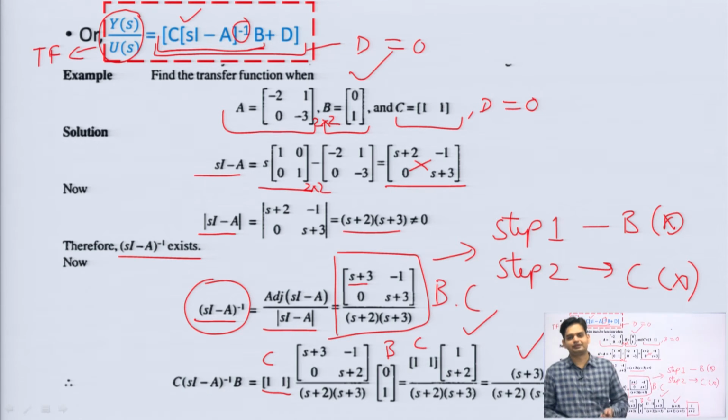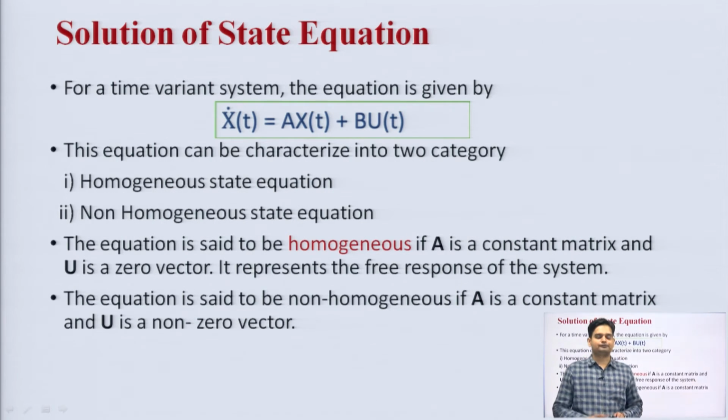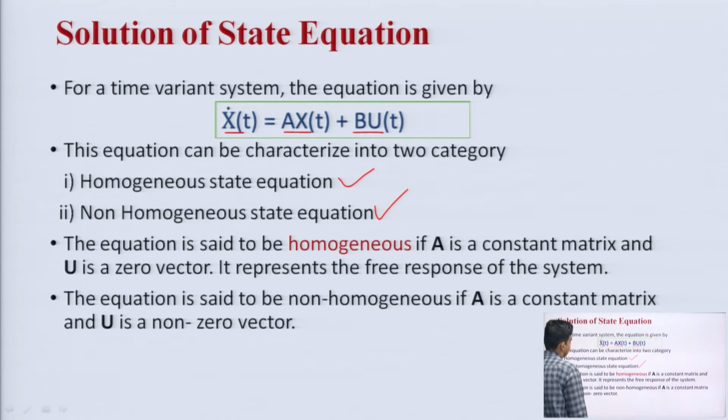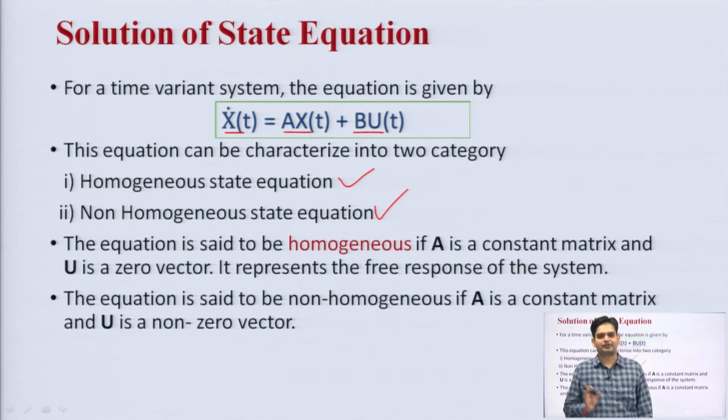So, this is the basic step that we need to follow to convert a state space model into a transfer function model. Now, we will see the solution of the state equation, right. The state equation is given by x dot(t) equal to A x(t) plus B u(t), and this equation can be categorized into two categories. One is the homogeneous state equation, the second is the non-homogeneous state equation. In the homogeneous state equation, we assume that our input is absent and only initial conditions are present, right.